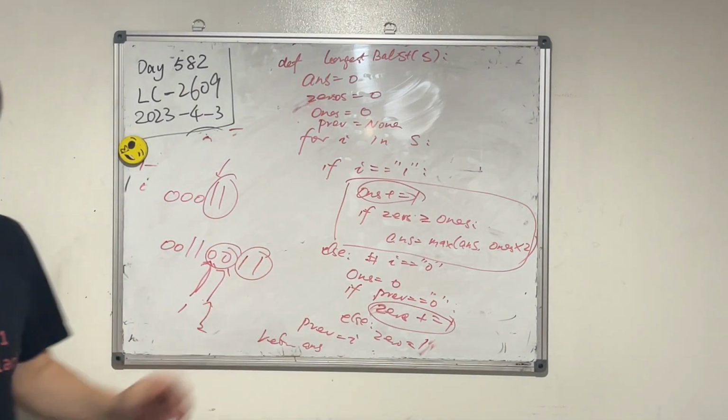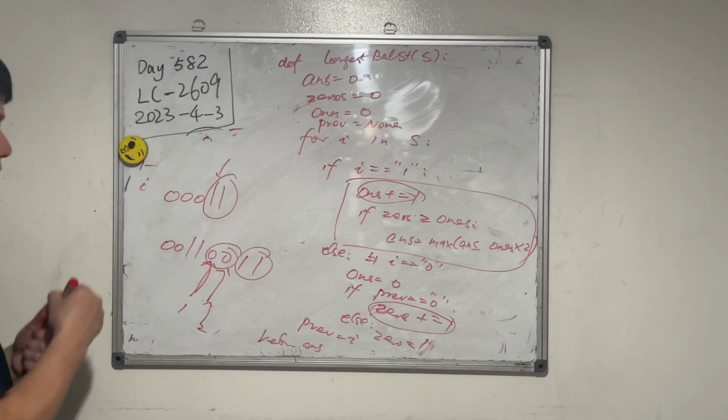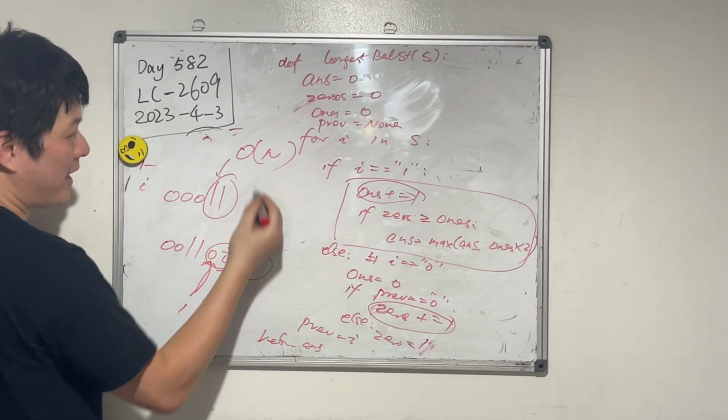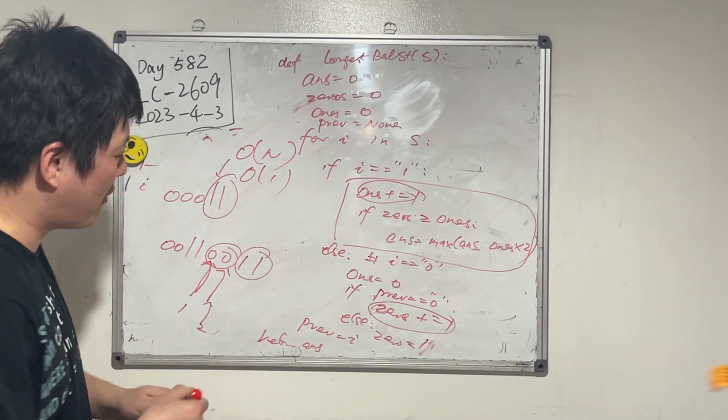What's the time complexity? If n is the number of characters in the string, we're just doing one pass, so it's O(n). What's the space complexity? We have nothing extra, so it's O(1).